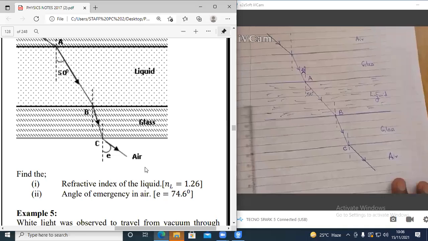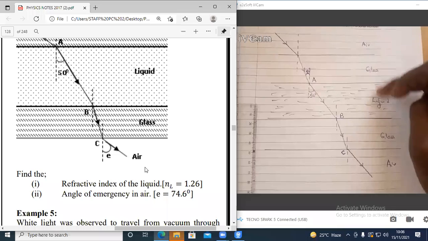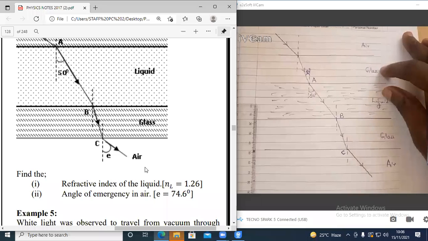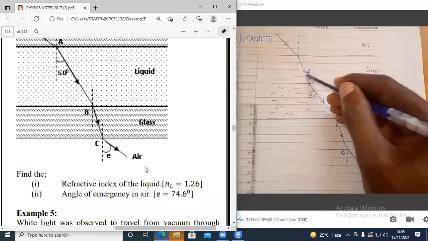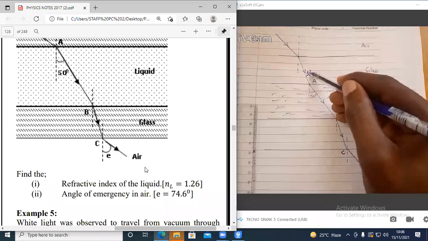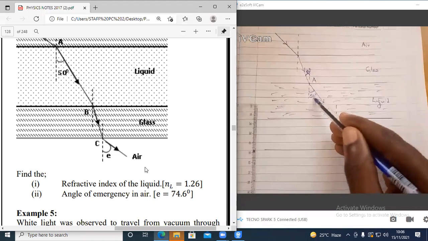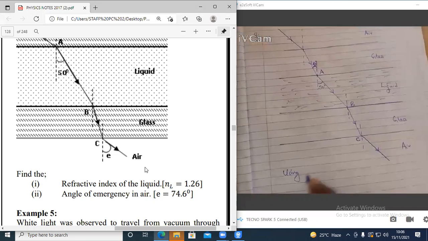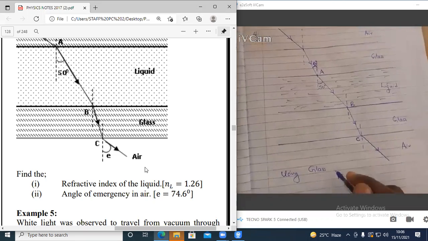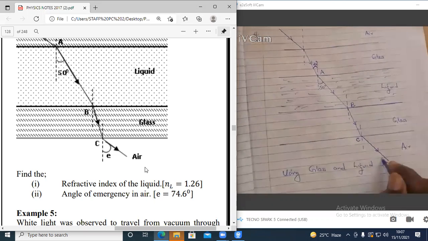Which pair should we use? We use glass and liquid. Because for this one, we know the angle of incidence is 40 and the angle of refraction is 50. So we are using the glass to liquid boundary.